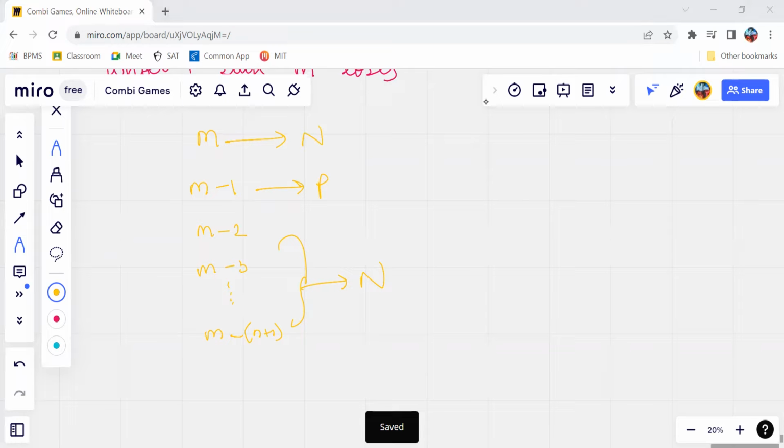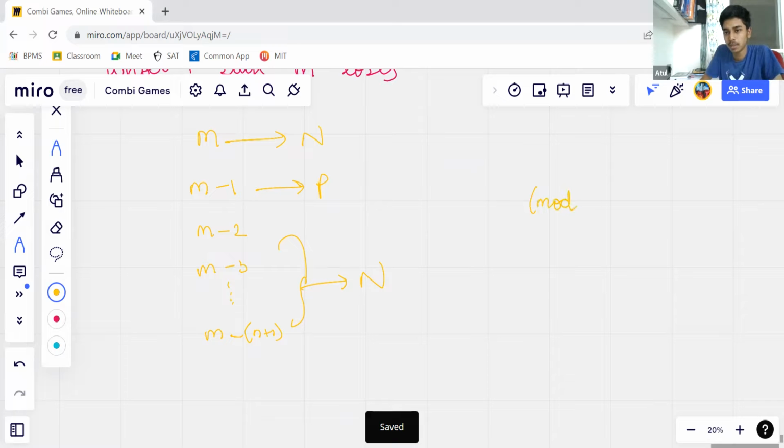Like GCD of M minus 1 and M minus N plus 2. No, like what are you looking mod? This is periodic mod which number? It is mod N plus 1. N plus 1, yes. So mod N plus 1. So if a number K is congruent to M minus 1 mod N plus 1, it's a P position.